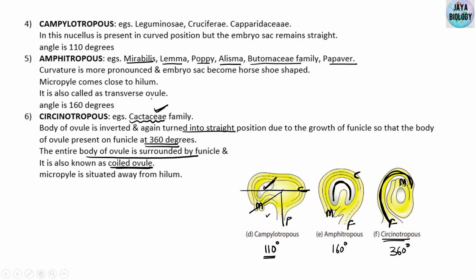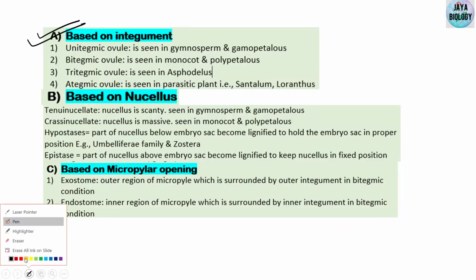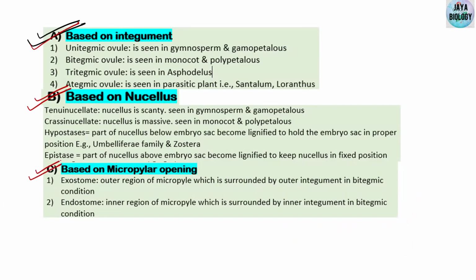So this is the way you have to learn the classification of ovule based on the relationship of micropyle and chalaza with funicle. Now, next is classification based on the integuments, how many integuments are there, based on amount of nucellus and micropyle opening.